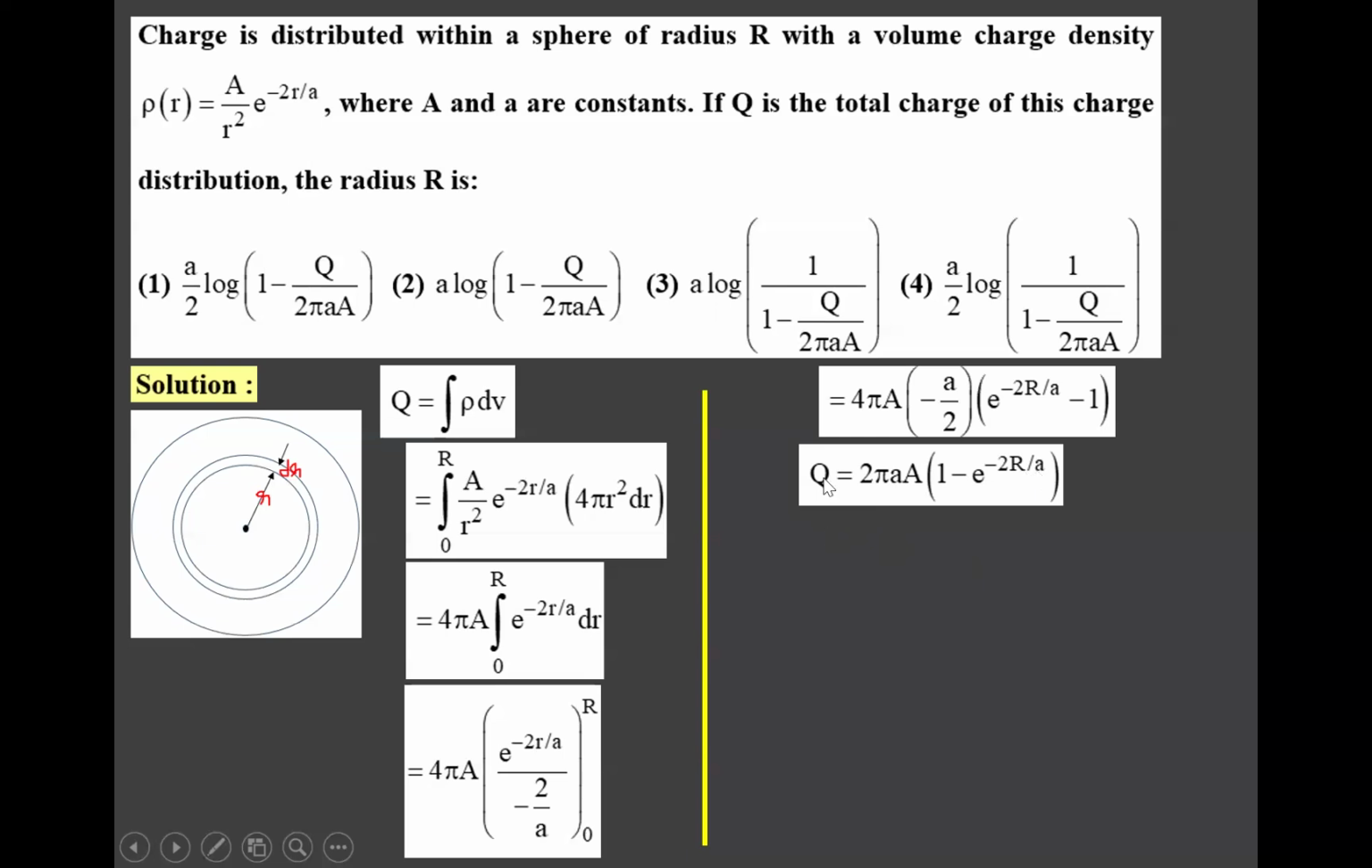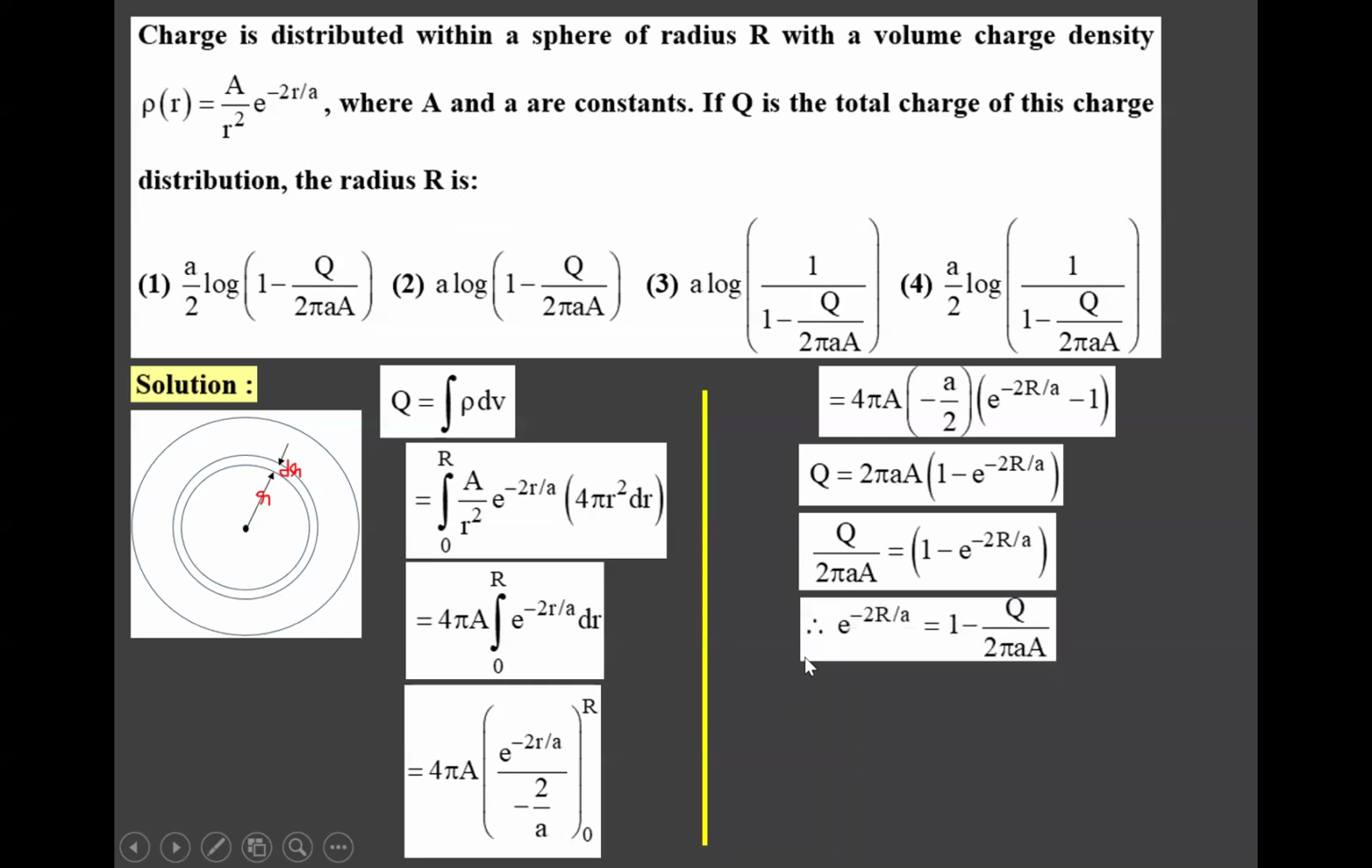Here, the total charge distribution Q, which one is given to you, that is calculated. But from this one, we have to now calculate the radius, okay? Because our final answer asked is for radius. So Q upon 2 pi A a, this one is taken on left hand side, equal to 1 minus e raised to minus 2R by a. Therefore, e raised to minus 2R by a, that is 1 minus Q upon 2 pi A a.